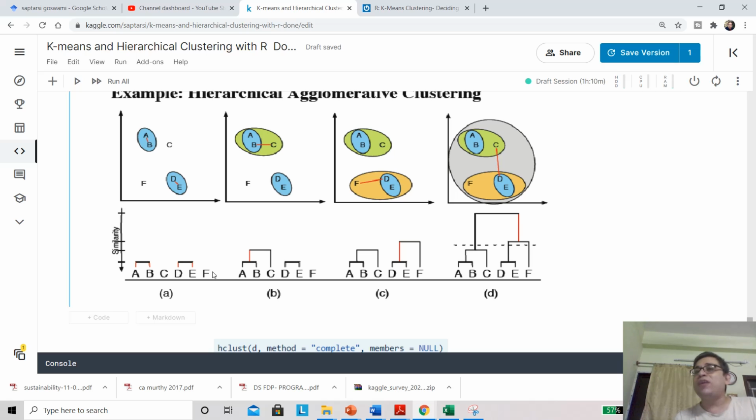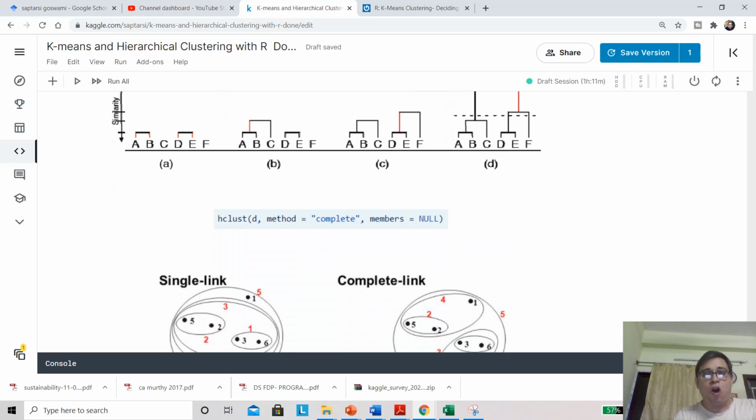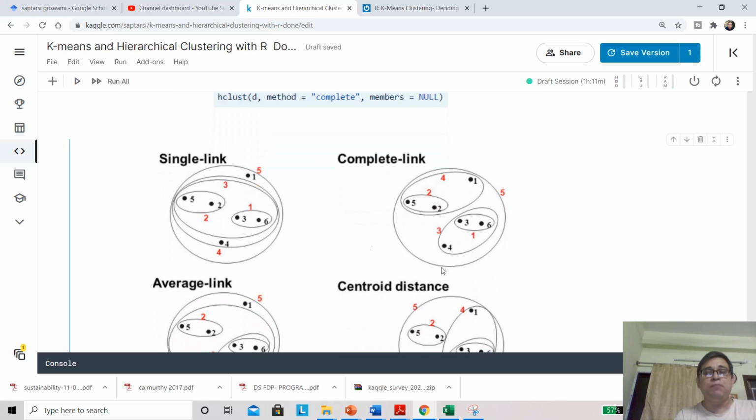There is one important issue though. I can understand that when I am finding the distance between A and B, I can find the distance. But what if I want to find out the distance between this cluster and this cluster? So one possibility can be I can find out the distance between B and D. Another possibility can be I can find the distance between A and E, right? So all these actually form different options named single link, complete link.